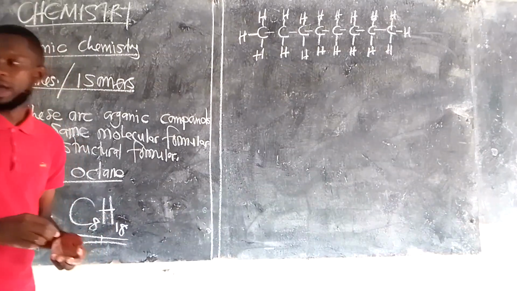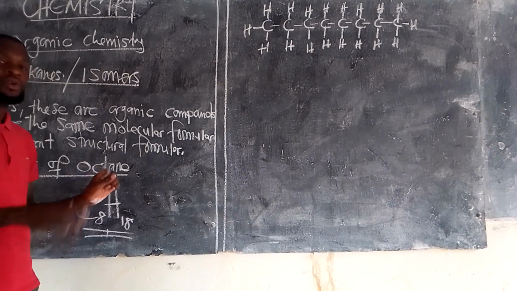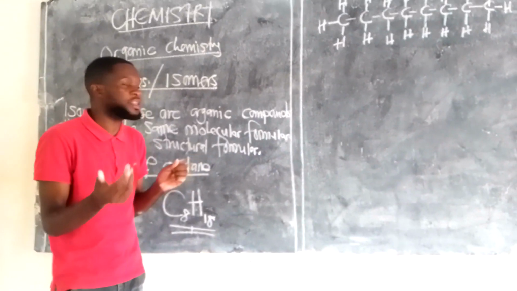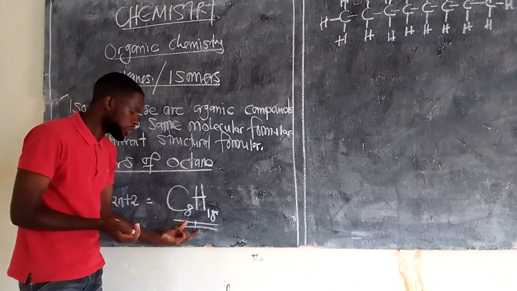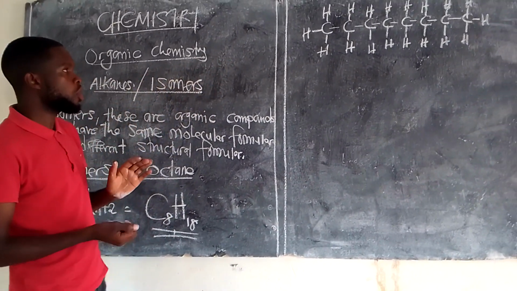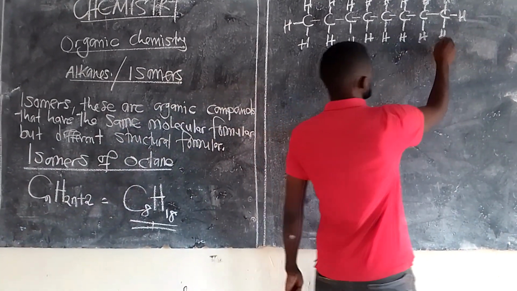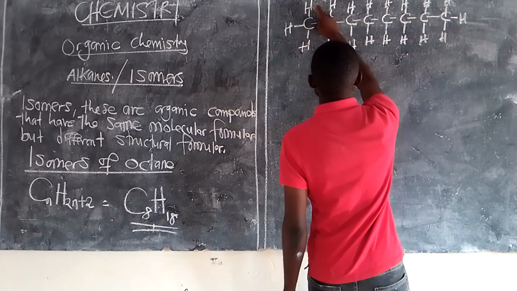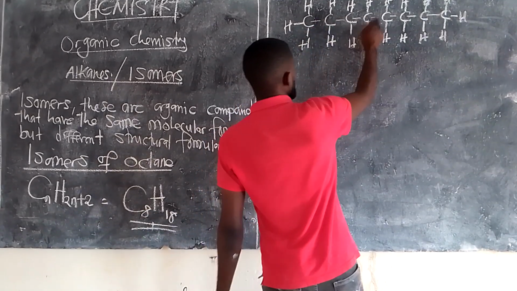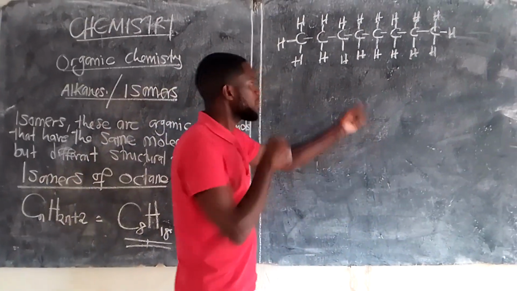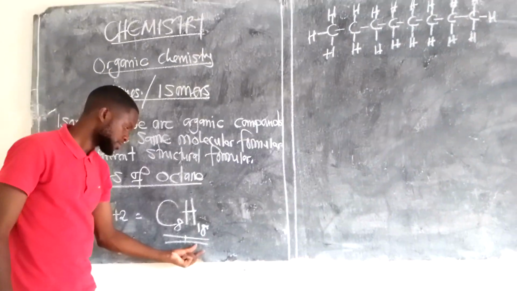So this becomes the structure of octane. We have not yet started answering the isomers. We've just demonstrated the molecular formula and the structural formula. If you count how many hydrogens there are: 1, 2, 3, 4, 5, 6, 7, 8, 9, 10, 11, 12, 13, 14, 15, 16, 17, 18. There are 18 hydrogens, and carbons, there are 1, 2, 3, 4, 5, 6, 7, 8. So this is the structural formula, and this one the molecular formula.